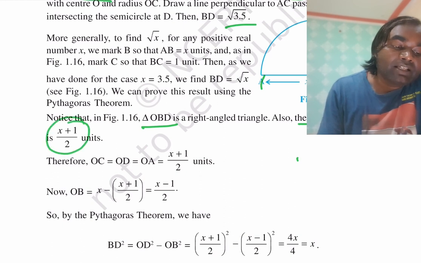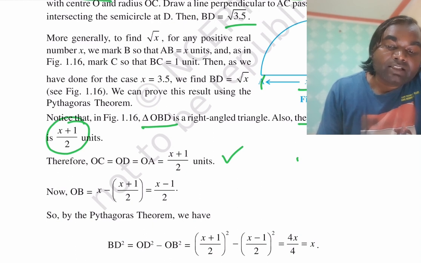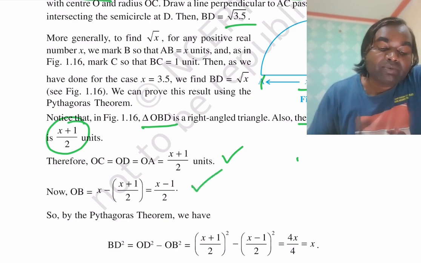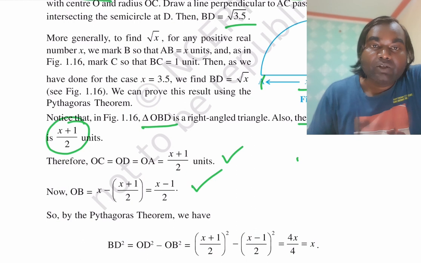The radius of the circle is (x + 1)/2. First we add x plus 1 and then we divide x plus 1 by 2, and that is the radius. So OC and OD are all equal to half of this value, that means equal to the radius. Now OB you can calculate by subtracting half of x plus 1 from the total value x, and you will get OB equal to (x - 1)/2. Are you getting?